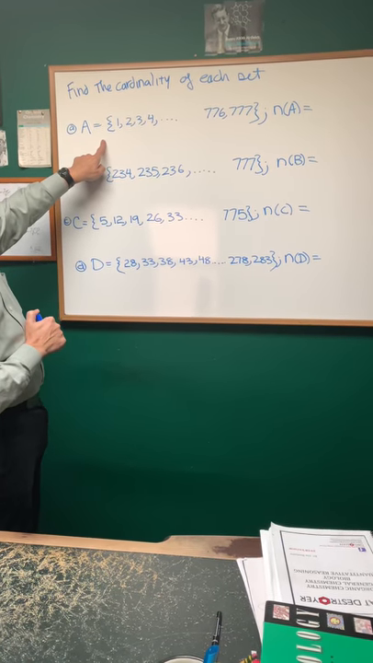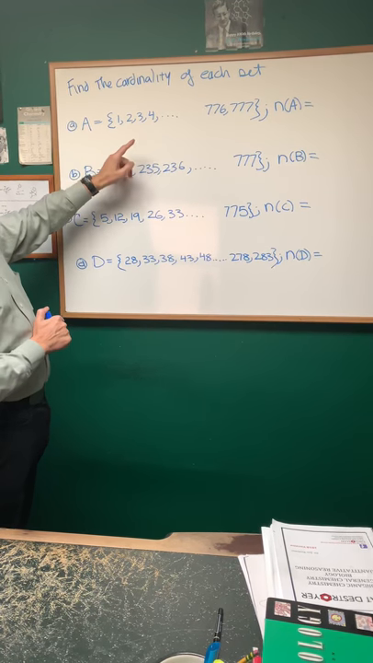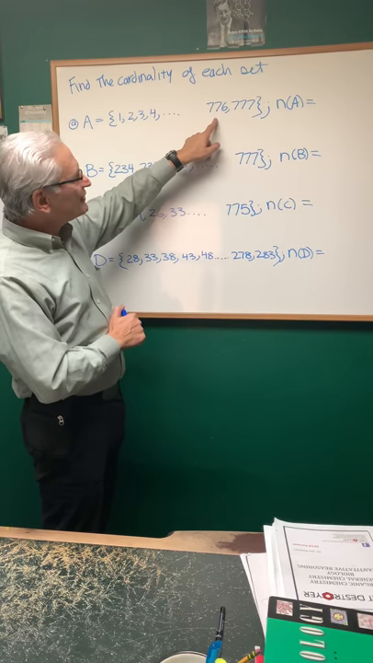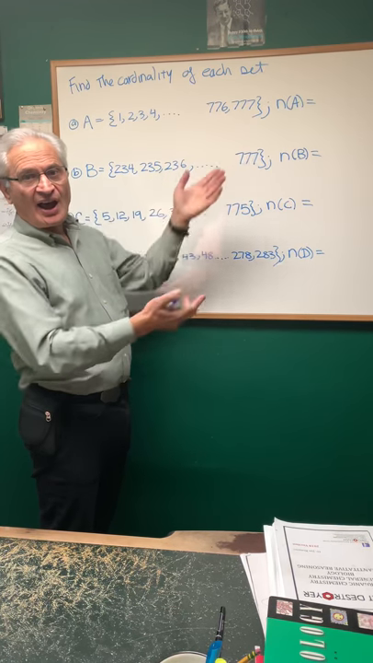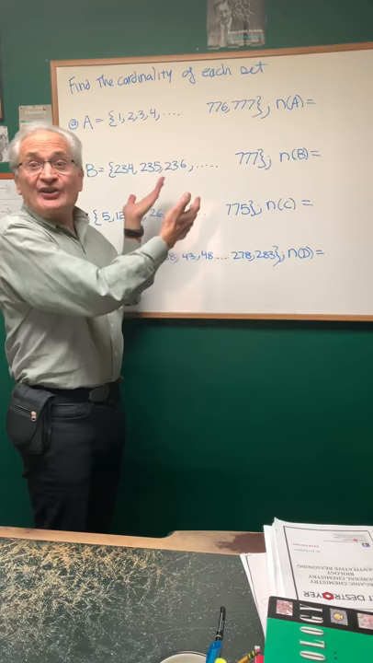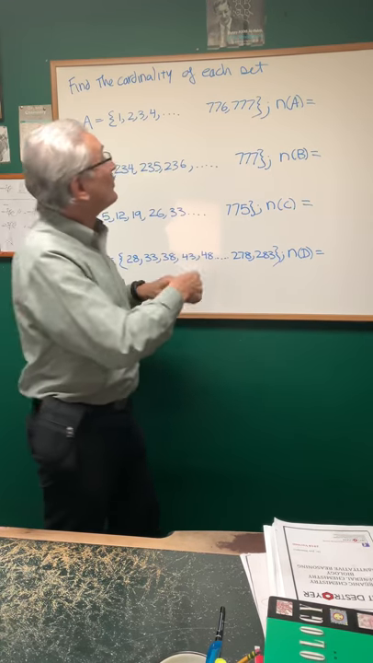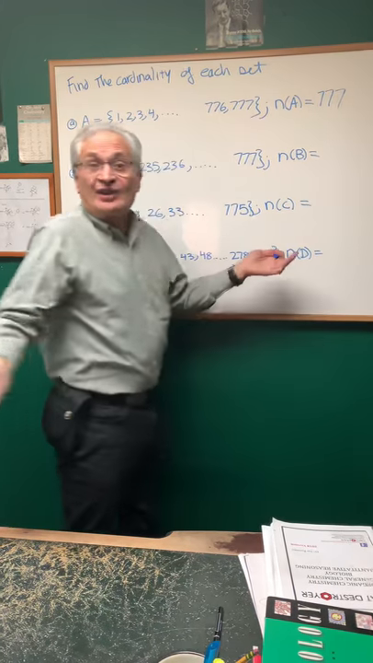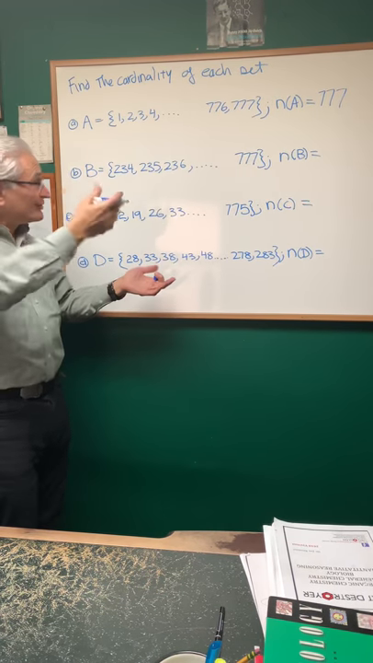So let's see, we have A. Set A is simply the counting numbers: 1, 2, 3, 4, etc., etc., 776, 777. How many elements are in that set? Well, the set counts itself. It did the work for us. The number of elements in this set is 777. No problem there. Let's go to the next set.